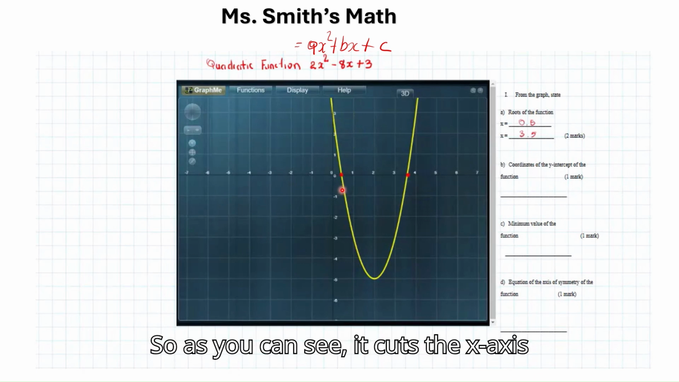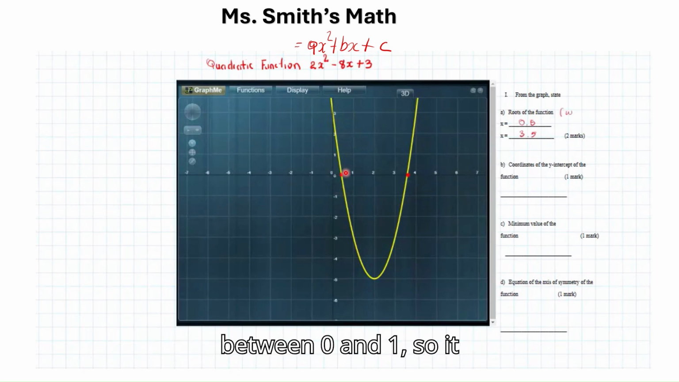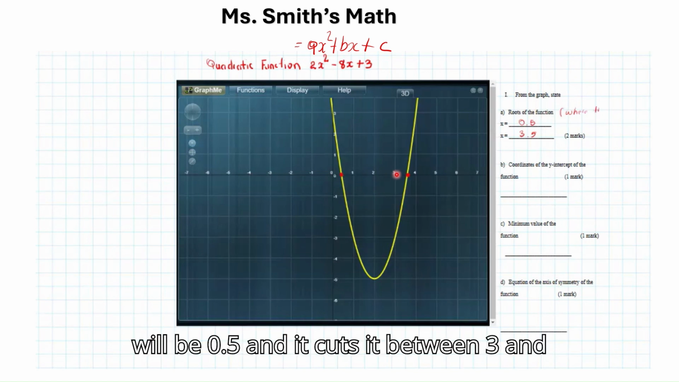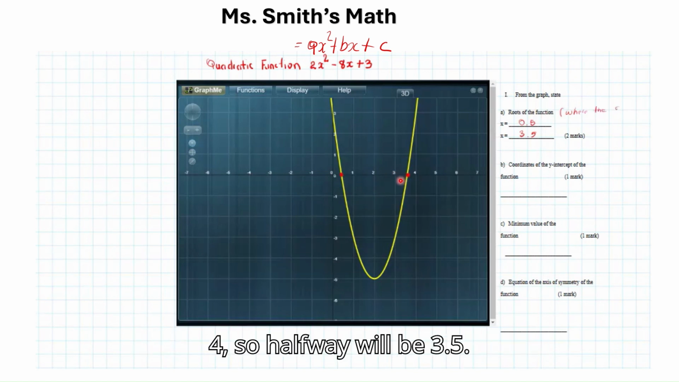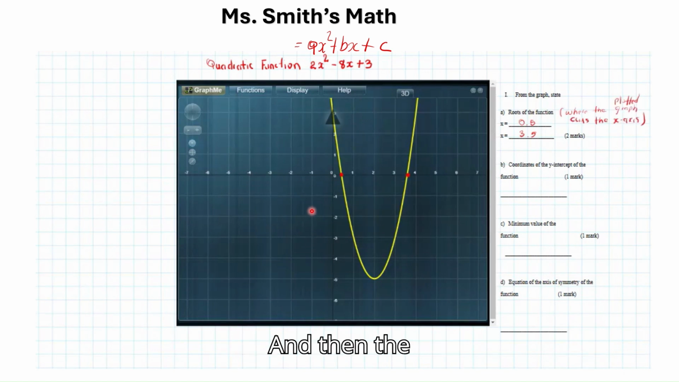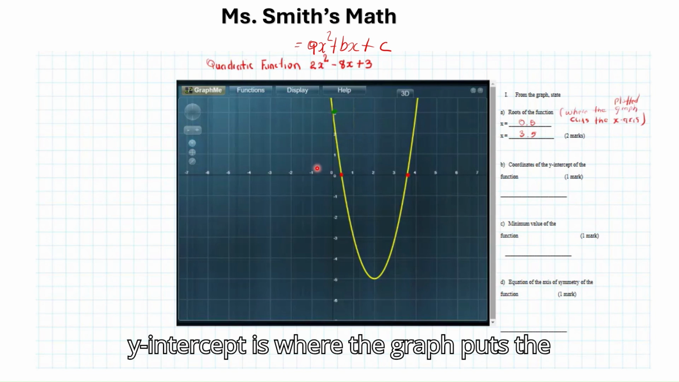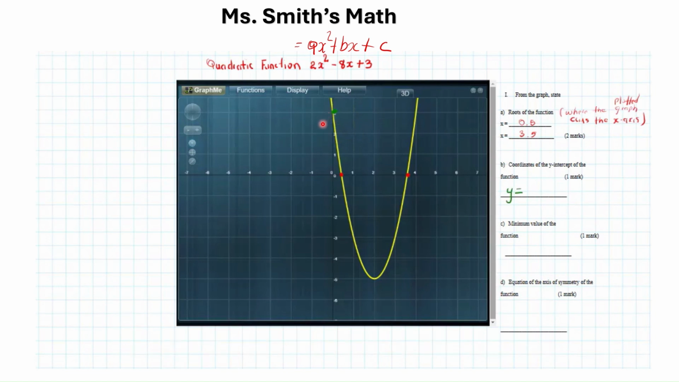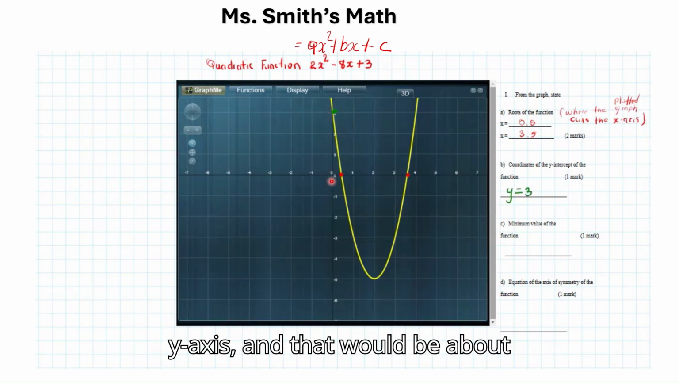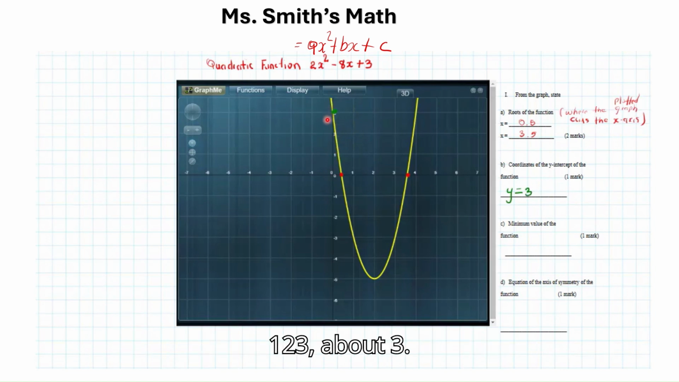As you can see, it cuts the x-axis between 0 and 1, so it'll be 0.5, and it cuts it between 3 and 4, so halfway will be 3.5. And then the coordinates of the y-intercept is where the graph cuts the y-axis, and that would be about 1, 2, 3, about 3.